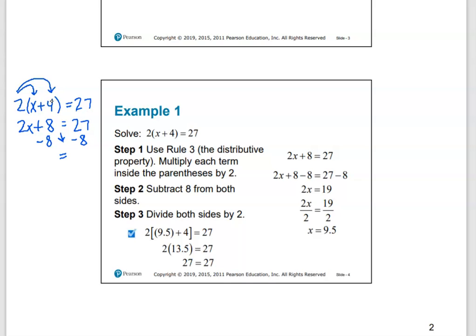27 minus 8 would get us 19. And then we want to bring down our 2x. Our 8 minus 8 turns into 0 and cancels out. Okay, the next thing we want to do is it's 2 times x, so we want to divide by the 2 in front of the x. And 19 divided by 2 would get us 9.5, which is what they've got. Now we could also go back and plug in our 9.5 and make sure it works, which is what they've done right here, to see that if you plugged in 9.5 for x, it would end up being 27.